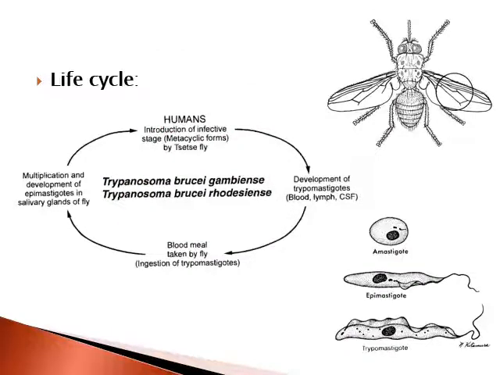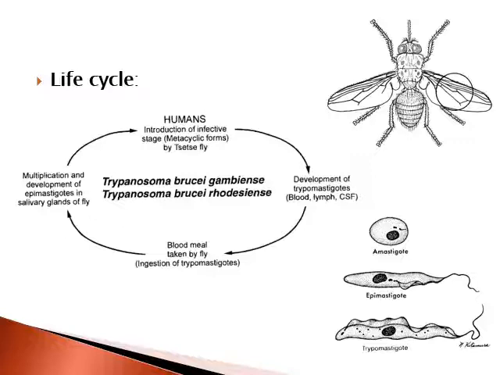This is the life cycle for trypanosomes. Humans, when the infection is introduced by the metacyclic forms from the tsetse fly bite, they develop into trypomastigotes, which invade blood, lymph, and cerebrospinal fluid, and replicate there. Then a blood meal is taken by the fly, ingesting the trypanosomes.